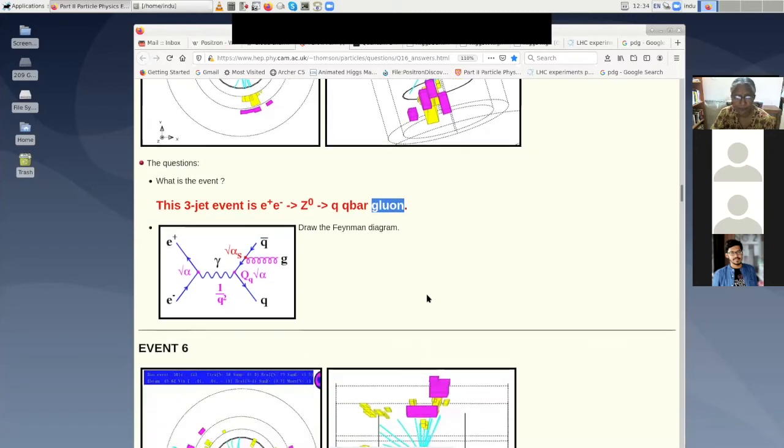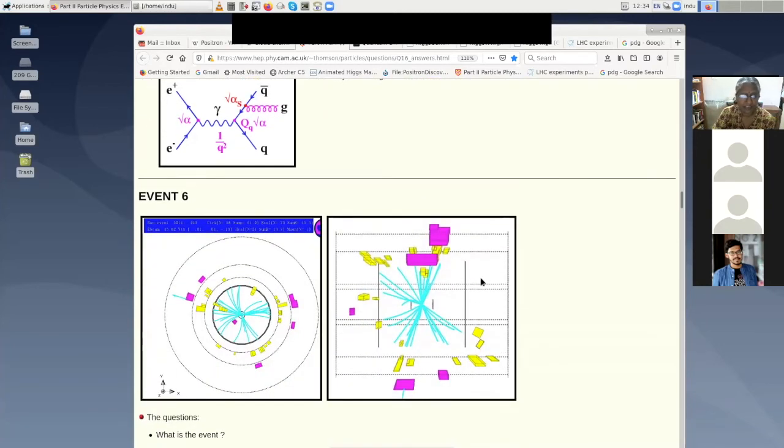Fine. Now, what is this event? Can anyone tell me what is this event? I'm not going to show you the answer. So you can see either the left view or the right view. So are they quarks or leptons? First tell me this. Ma'am, quarks. They are quarks. Very good. Quarks.